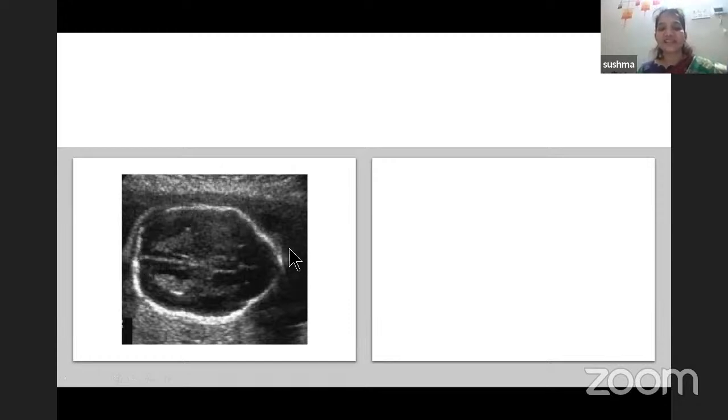So this is an axial section, and here you can see the CSP. That means this is the frontal side, the anterior side. And here we have scalloping of the frontal bones. Scalloping means indentation or dent of the frontal bones that we see here. And this is called the lemon sign.